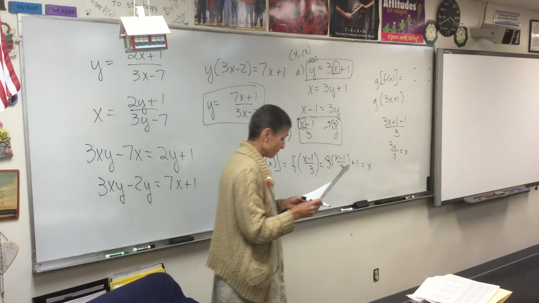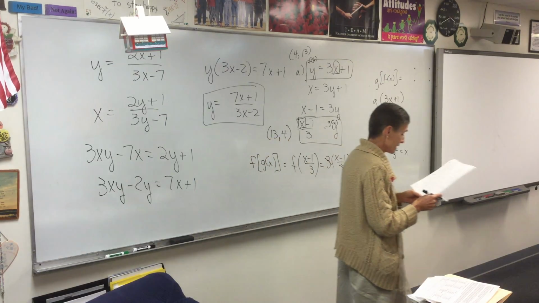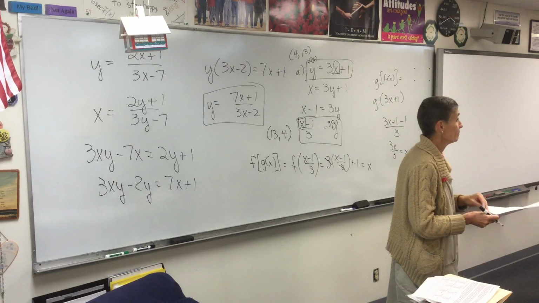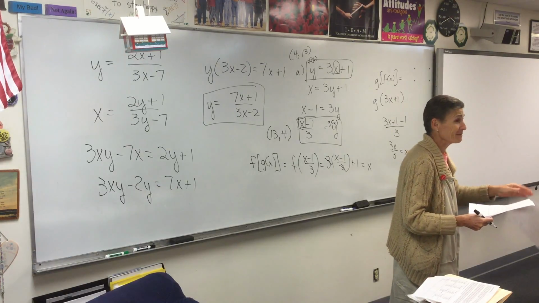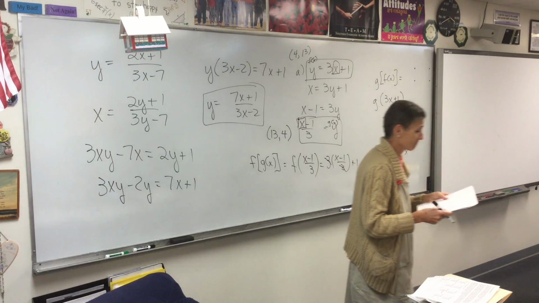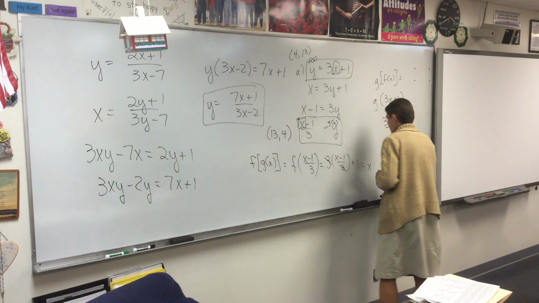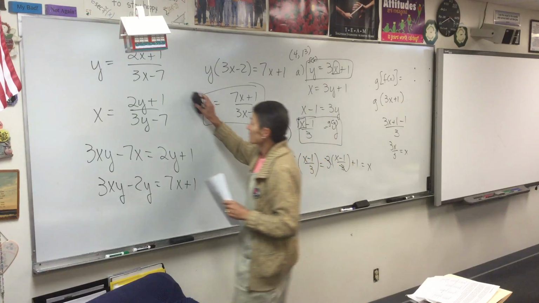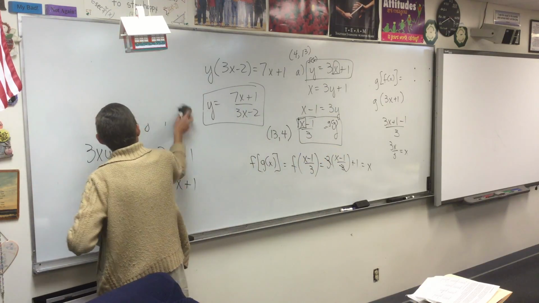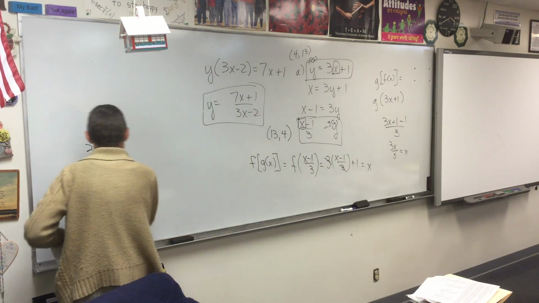All right, number 8. If n of 5 is 11, then n inverse of 11 would be, we just talked about it, 5. Yep. If they're inverses, that is exactly what happens.